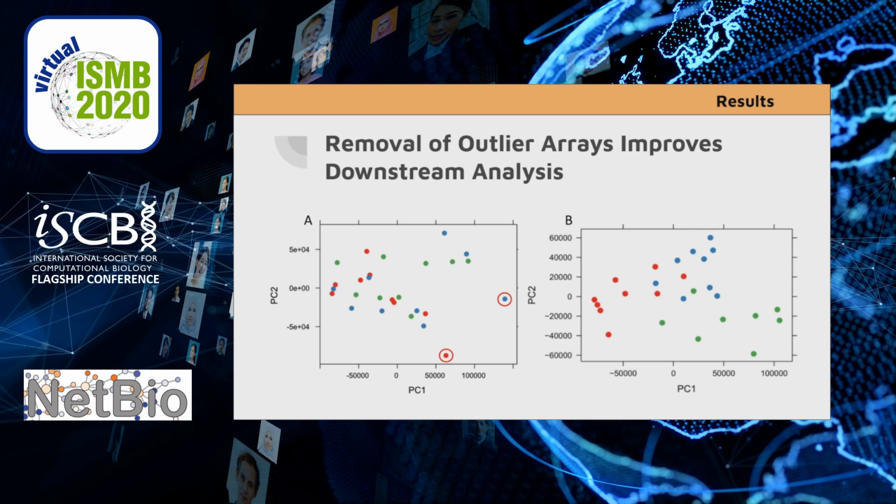Removing outliers can vastly improve the results of downstream analysis. In this principal component analysis, the two arrays identified as outliers are highlighted in Figure A and then removed in Figure B. In B, the grouping of points in the PCA plot much more closely resembles biological reality. In this case, we have three well-defined treatment groups that should separate well into different clusters.